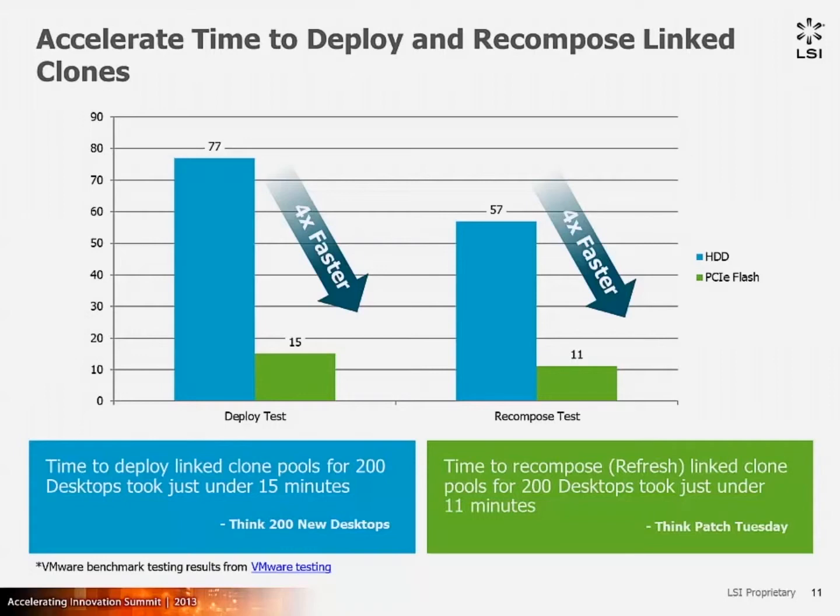Or think of, for the recomposing, Patch Tuesday. All of a sudden you had the desktops already created, but the version of OS you're viewing, let's say from Microsoft, had a critical bug that needed to be fixed, and a patch came out, and you had to deploy that patch and then update all those desktops. In this case, versus the hard drive only solution, utilizing the PCI flash, you were able to do it 4 times faster, both for the deployment and the recomposing.